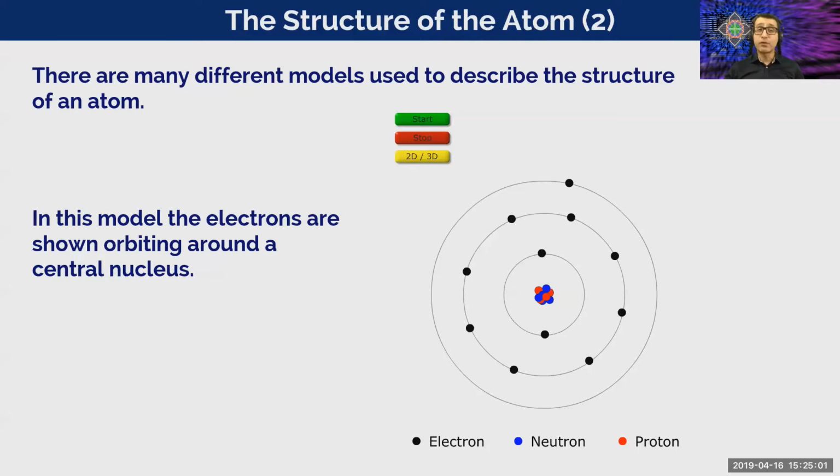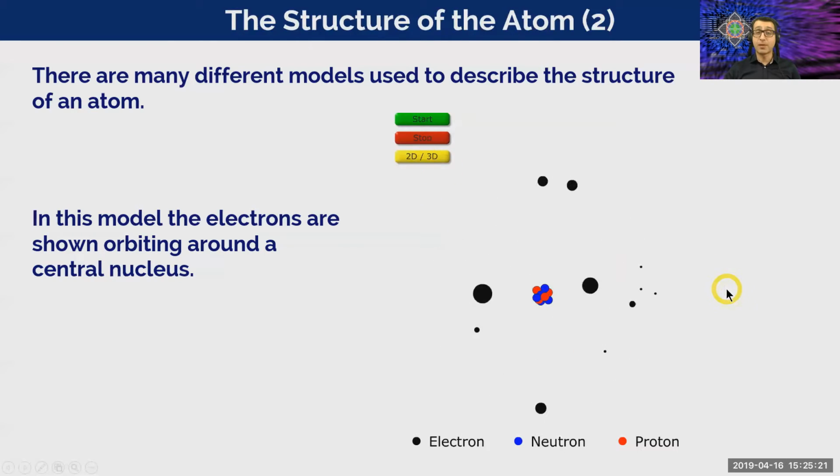So there are many different models used to describe the structure of an atom. And in this model that we're talking about, and in this animation, we can see that the electrons are orbiting around a central nucleus in these concentric energy levels or shells. But in fact, there are problems with this model because, for a start, it shows the atom as a two-dimensional object. Of course, an atom is in fact a three-dimensional object.